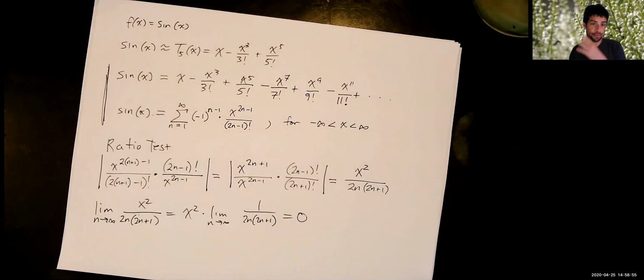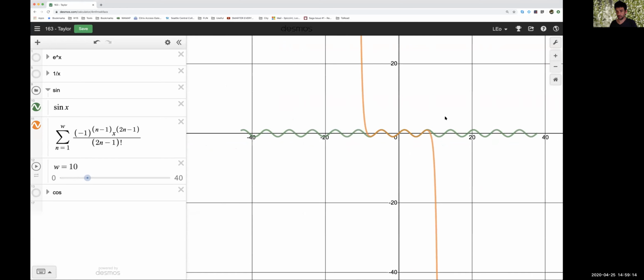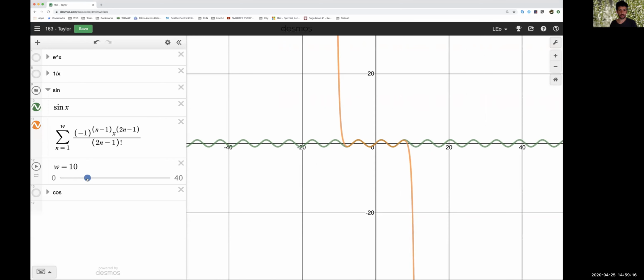I'll let you see what happens when you work out the cosine function on your own. There's some nice relationships between the two of them, but I'll leave that for now. Let's do one last thing, though. Let's just glance back at the graph, which we had started to look at. I'll zoom out just a little bit more, right, and continue to add terms.